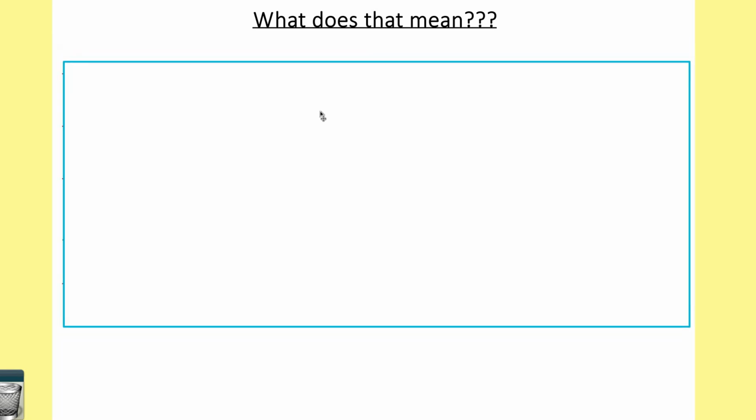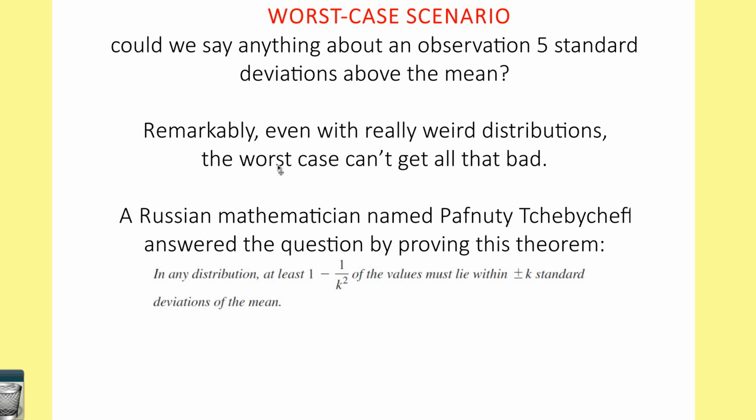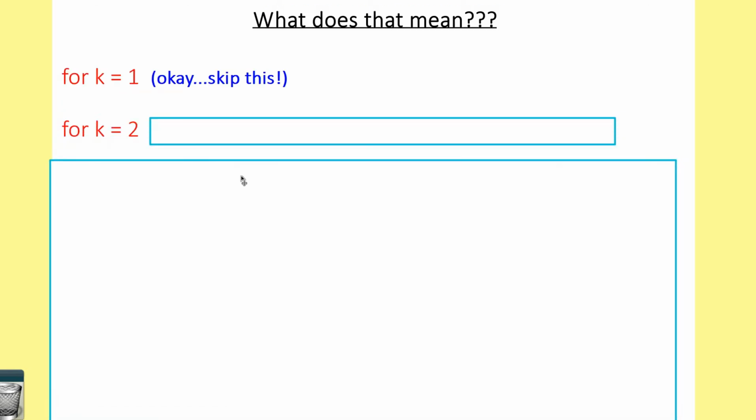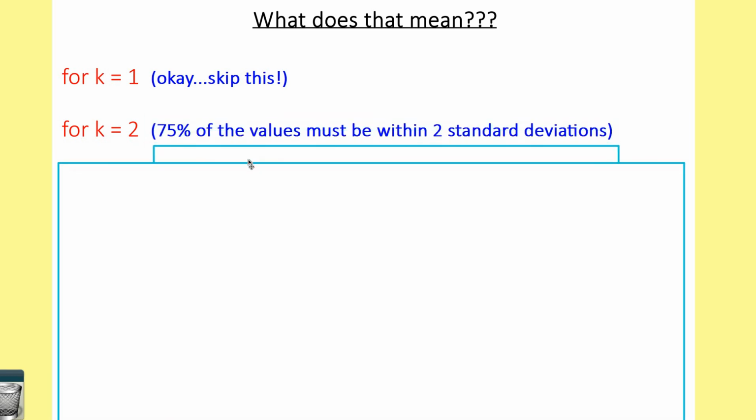If we were 1 standard deviation away, that's not really an extreme case, is it? We did that in the last example. We were at the 84th percentile. That's not that extreme, so we're not really going to use this. That's not an extreme value. The Russian mathematician was working with really weird distributions. So if we think about 2, we do 75%.